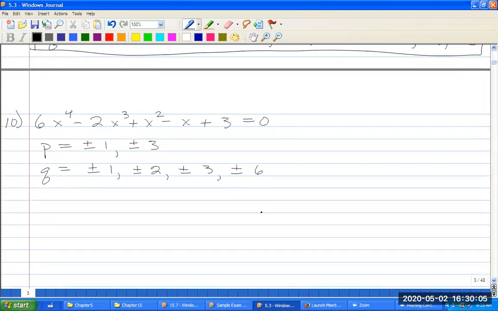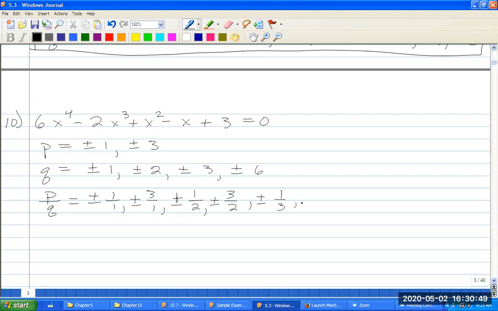And so lastly, let's write P over Q. Let's divide each of these P's, 1 and 3, by a possible value of Q. First, let's divide by 1. So 1, 3 over 1. Let's divide by 2. 1 over 2, 3 over 2. Now, let's divide by 3. 1 over 3, but then I get 3 over 3. But I've already done 3 over 3. That's here, if I reduced it. So I'm done. I don't list it.